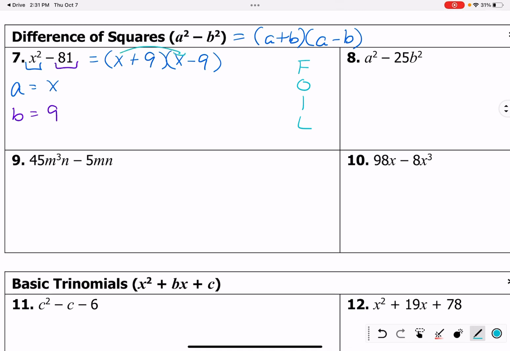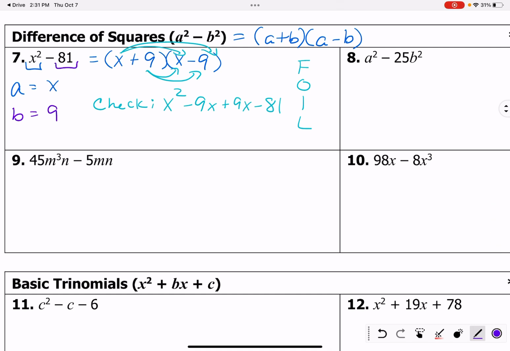F stands for first. That's the first term, so I'm just going to do a check. The first terms would be x squared. Then the O stands for the outer terms, the leftmost and the rightmost terms. So x times negative 9 is negative 9x. The I in FOIL stands for inner terms, the ones that are almost touching. So we have 9 times x again, but this one is positive. And L stands for the last terms, the last term in each binomial. So 9 times negative 9 is going to give you negative 81.